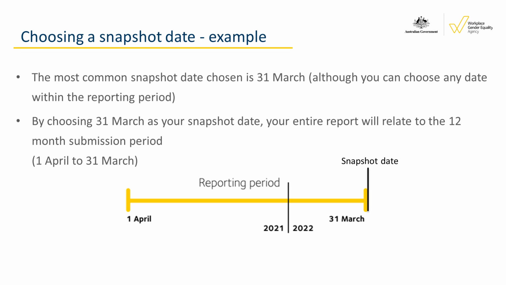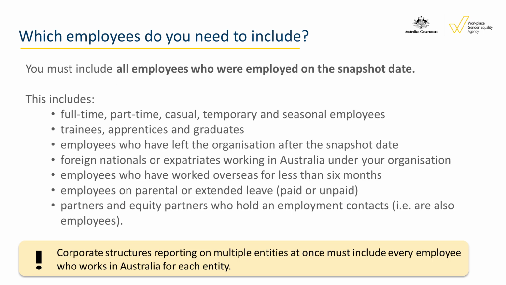To keep things simple, most organizations choose the 31st of March as their snapshot date. This means that the answers in your questionnaire, the data on your workforce management statistics worksheet, and the workplace profile will all cover the same period. The workplace profile will be populated with employees who were employed on the 31st of March.